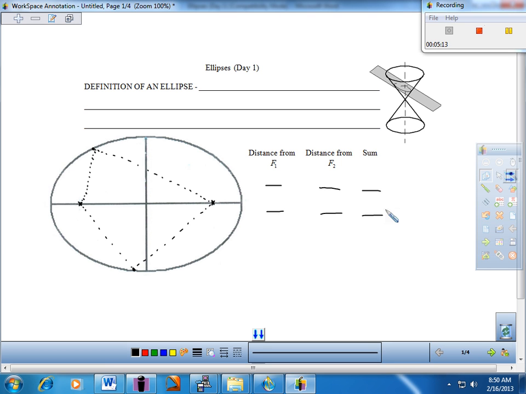Now, first and foremost, we can probably start to draw some conclusions with this so we don't belabor the point. But what did you notice about your two sums right here? When you added those distances together from the point to the two foci, what did you notice about the sum? Should be the same, should be.